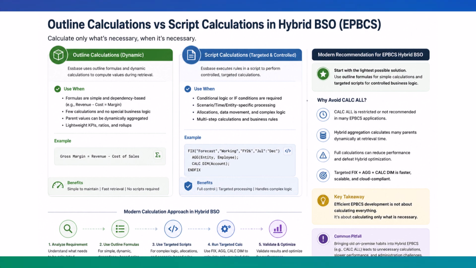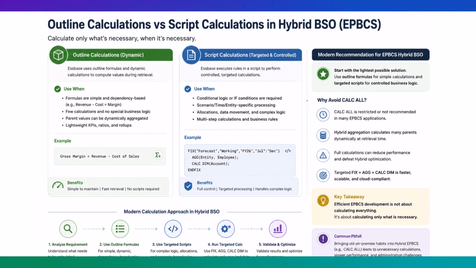So Oracle instead encourages targeted calculation, that is, using a FIX statement, aggregation commands, and lightweight dynamic member formulas. So the modern question is no longer, should I use CALC ALL or a script? The better question is, what is the minimum calculation required to produce the correct result efficiently? So let's look at a realistic example.